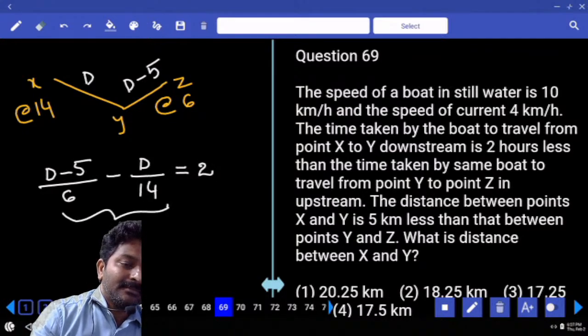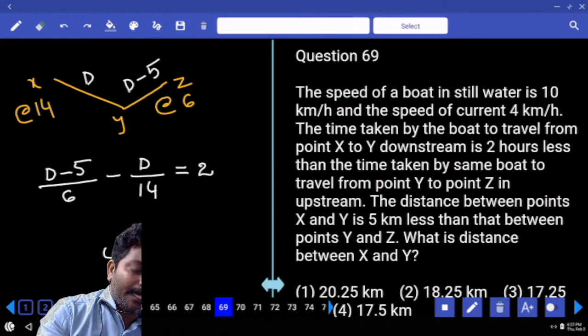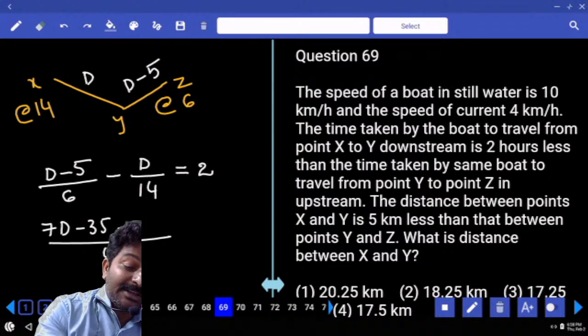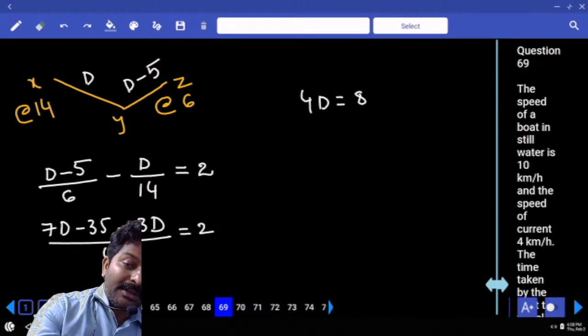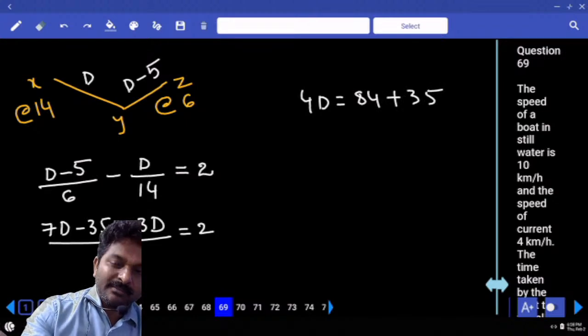LCM, 84. 42, okay, 42. 6, how many times? 7 times. 7D minus 35 minus 14, 3 times. 3D is equal to 2. 4D is equal to 84 plus 35. We were asked to calculate D. D is equal to 119 by 4.